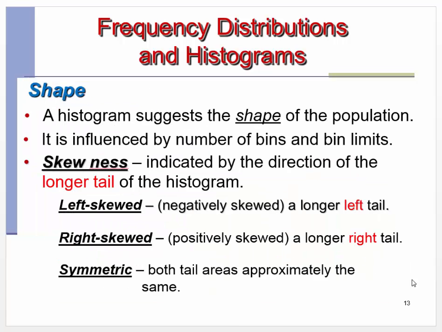The shape of the chart or histogram. A histogram suggests the shape of the population. It is influenced by the number of bins and bin limits. And we need to learn a new term called skewness. Skewness is indicated by the direction of the longer tail of the histogram. If the longer tail is on the left, we call it left skewed or negatively skewed. If the longer tail is on the right, we call it positively skewed or right skewed. If both tail areas are approximately the same, we call it symmetric.